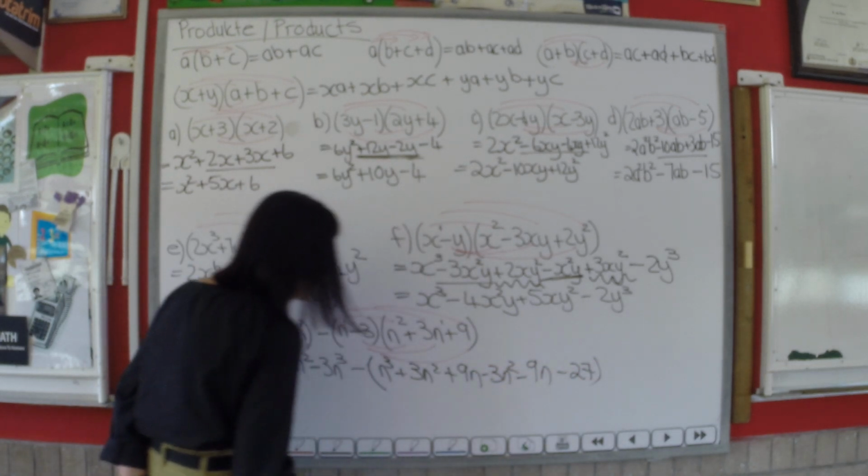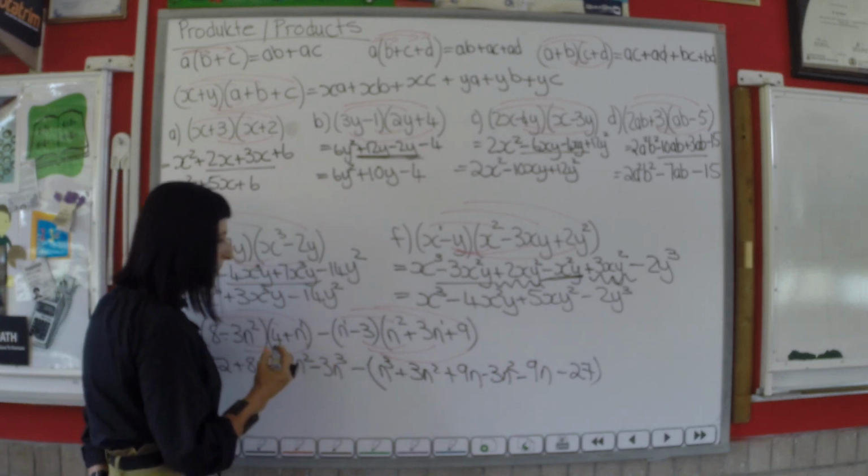27. Now within the bracket, I'm quickly going to add the things that are like.